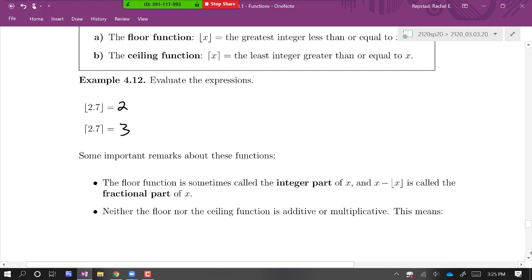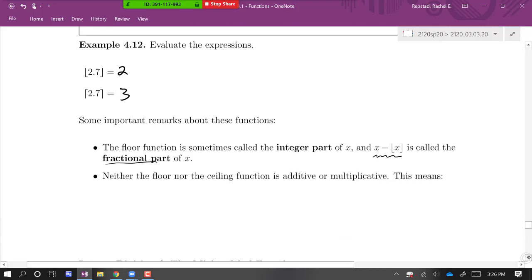The floor function is sometimes called the integer part. If I take a real number and subtract the integer part, we just get the fractional part. So here's a way that you can say, just give me the fractional part, the stuff to the right of the decimal point. You construct that from an input by using the floor function. We should note that neither of these functions is multiplicative or additive. And here's what that means.